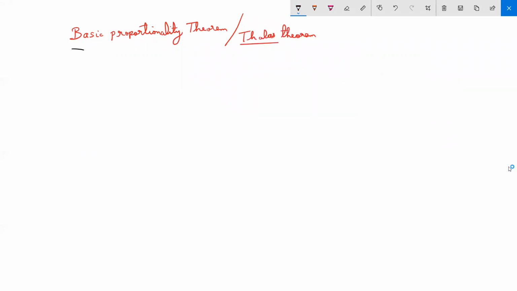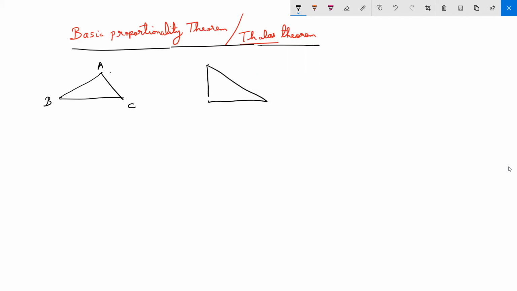Now, what does this theorem tell us? For example, you consider any triangle. Any triangle. You can take any triangle. Now consider one triangle ABC. It can be any triangle like this also. You can consider a right angle triangle also. Is it clear?